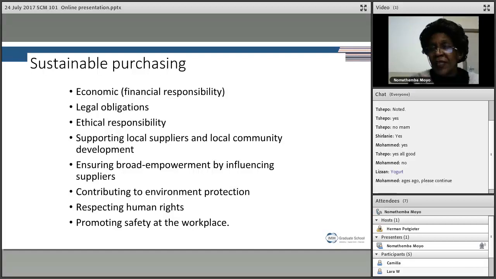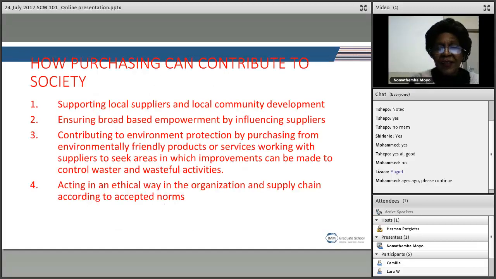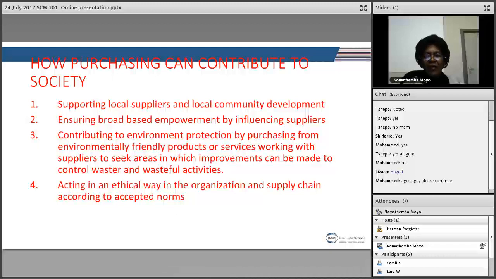Remember, they were saying, how can you contribute to society? Don't you think? By contributing to environment protection, respecting human rights, promoting safety in the workplace, how purchasing can contribute to society. Supporting local suppliers and local community development, we've talked about that. Ensuring broad-based empowerment by influencing suppliers.